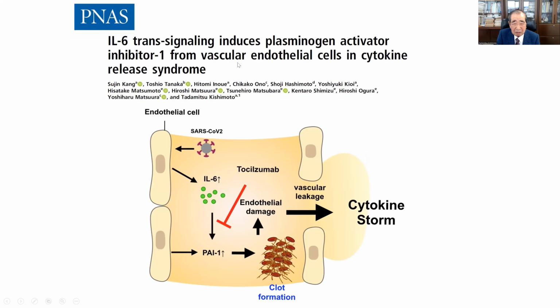So the conclusion is that certain stimulation through toll-like receptors, or by COVID-19 virus or several other stimulations, produces IL-6, and this IL-6 also induces plasminogen activator inhibitor 1. And then PAI-1 induces coagulation of the blood, as well as damage of endothelial cells, vascular leakage, blood pressure drop, and cytokine storm occurs.